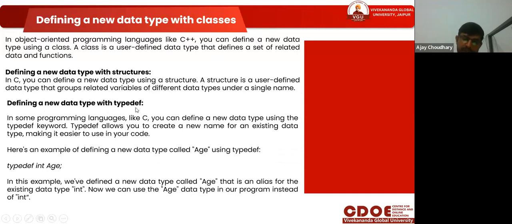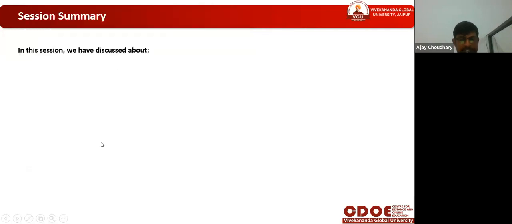Defining new data types with typedef. I already told you about typedef. You have int and age. So a new data type is created with the help of typedef. Age is a new data type for your programming. By this, we have defined a new data type called age, which is an alias of the existing data type. Whenever you use integer, it now has another name, with the help of typedef. Whenever you use integer, it can now be called age.